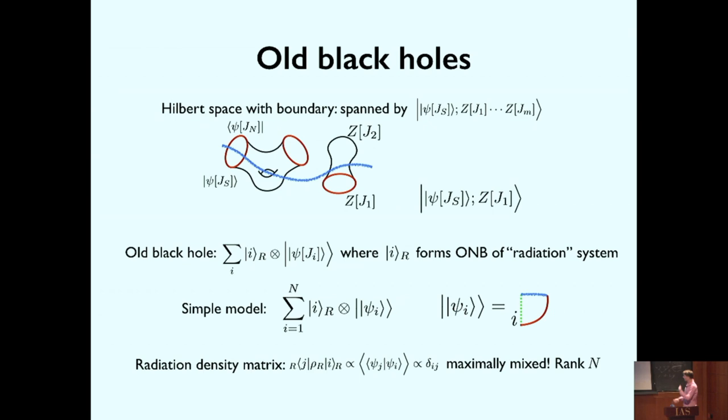So this notation is potentially confusing. I've got one inner ket that I'd like to interpret as a state in a dual CFT ensemble, and I've got this outer ket, which is telling me that this is a state in the bulk semi-classical Hilbert space of baby universes, now with the boundary. Okay, so I can write an old black hole, for example, like this.